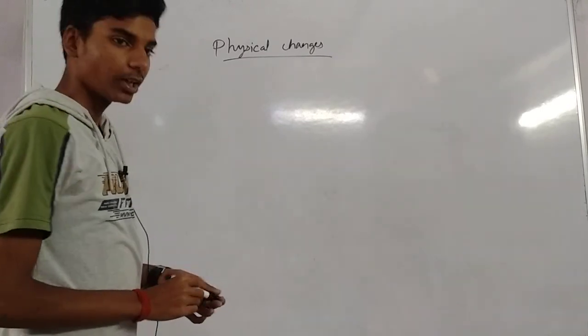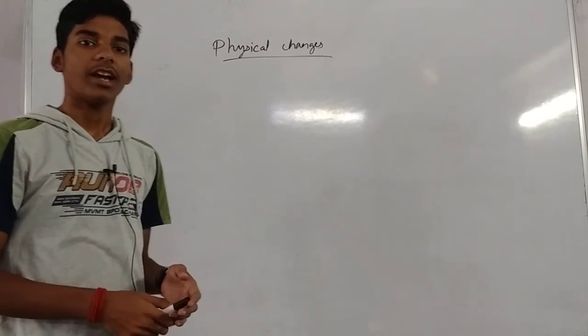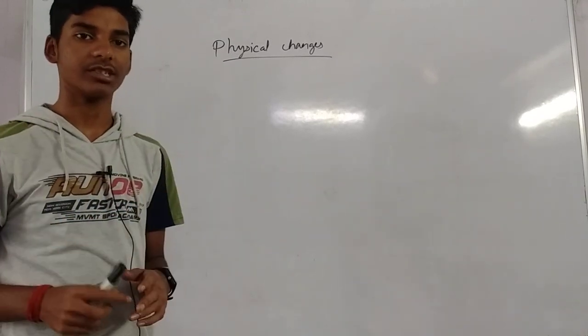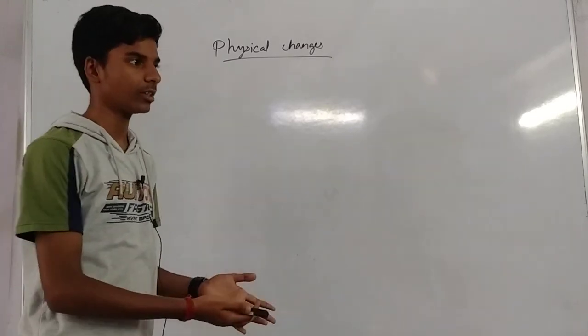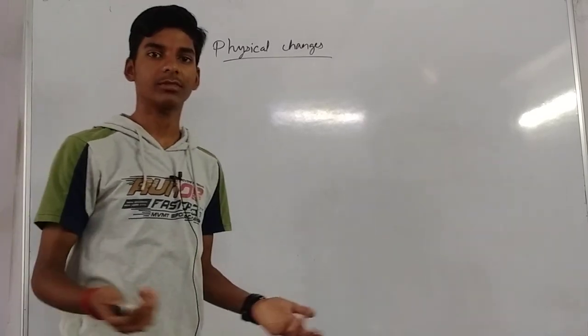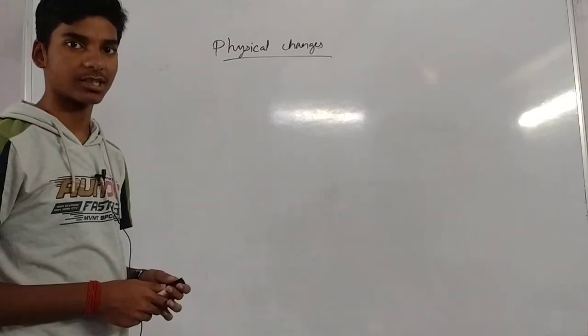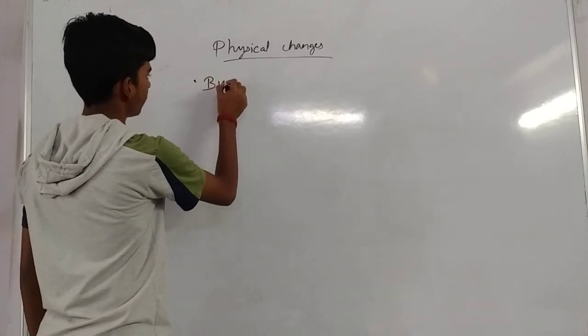Physical changes. The types of changes in which the identity and constituent compounds after the reaction don't change. It all remains the same. Mass, identity or chemical compounds, everything just remains the same. So these types of changes are called physical changes. For example, we can take the burning of a candle.